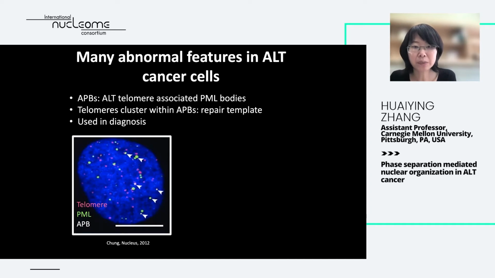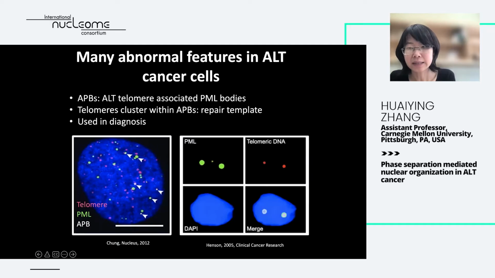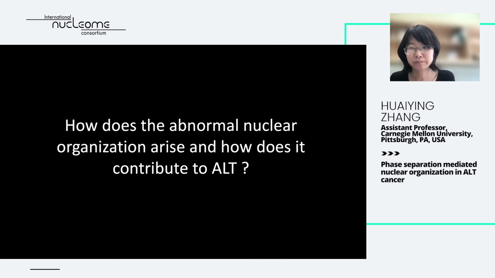And this is a very unique marker that is used in diagnosis. Showing an example in a cancer tissue section, you can see the localization of the PML bodies with the telomeres, and it is very easy to spot. So the question we want to ask is, how does this kind of abnormal nuclear organization in ALT cancer cells arise? And how does it contribute to the ALT pathway and other cellular functions in the ALT cells, such as the PML body localization to telomeres and the clustering of the telomeres within the PML body?